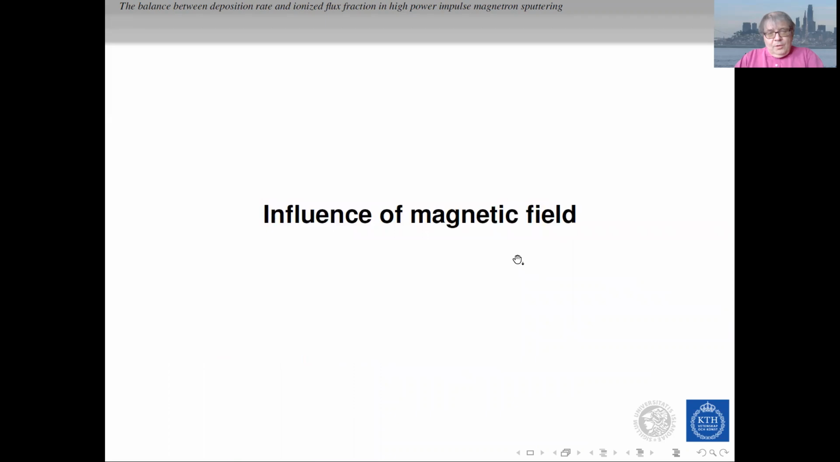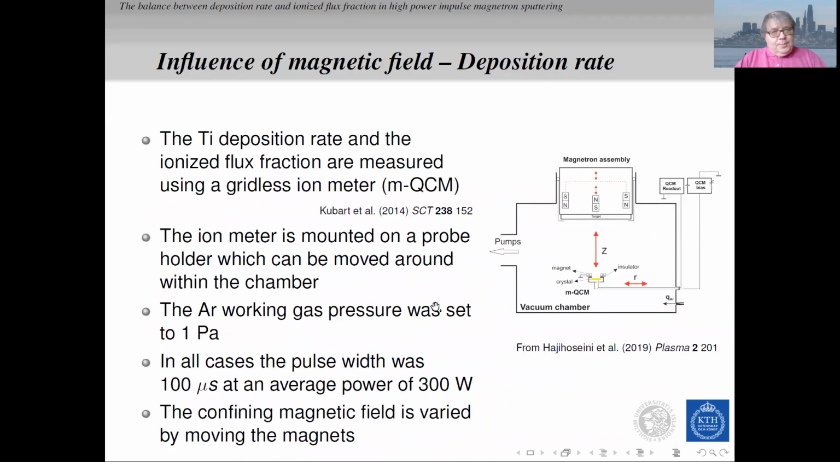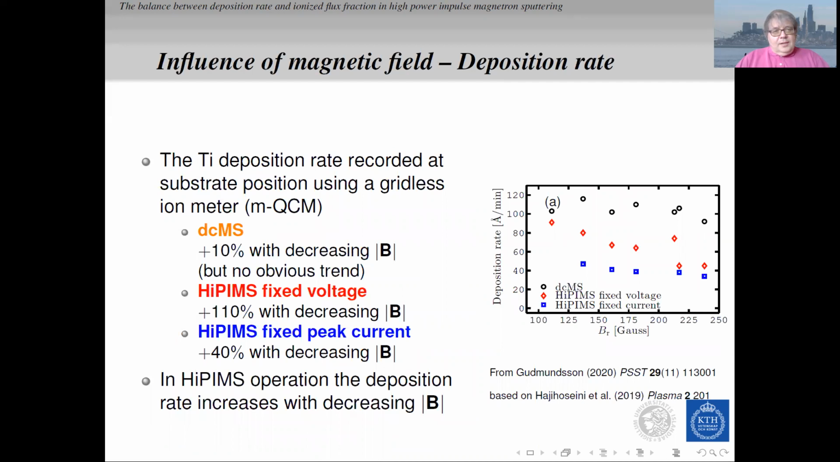metals. We set out to explore the influence of the magnetic field on the deposition rate and the ionized flux fraction. So we measured the ionized flux fraction and the deposition rate with an ion meter as we varied the magnetic field by moving the magnets. And here is the deposition rate as a function of the magnetic field. For the DC magnetron sputtering case are the black circles here. We see that the deposition rate is not much influenced by the magnetic field strength.